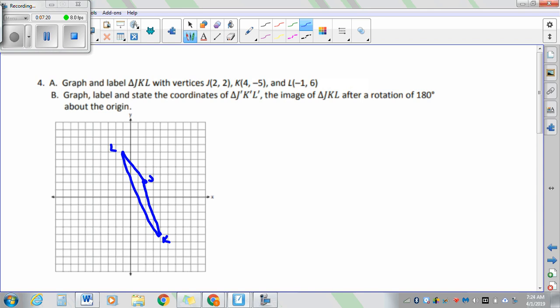All right, so now we're going to do the rotation. Graph, label, and state the coordinates of J prime, K prime, L prime, the image of JKL after a rotation of 180 degrees. So 180 is 2 rotations, and it's a positive number, so this is going to go counterclockwise.